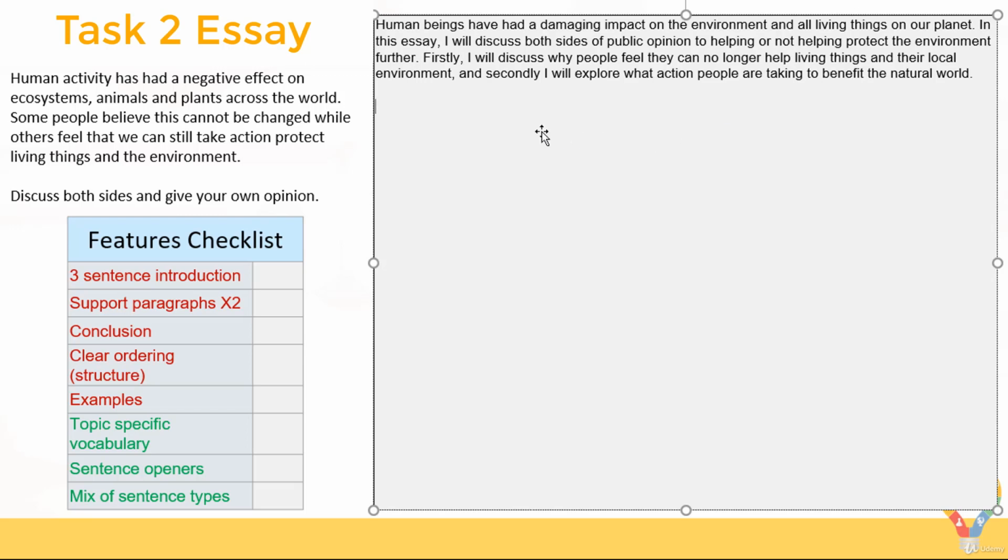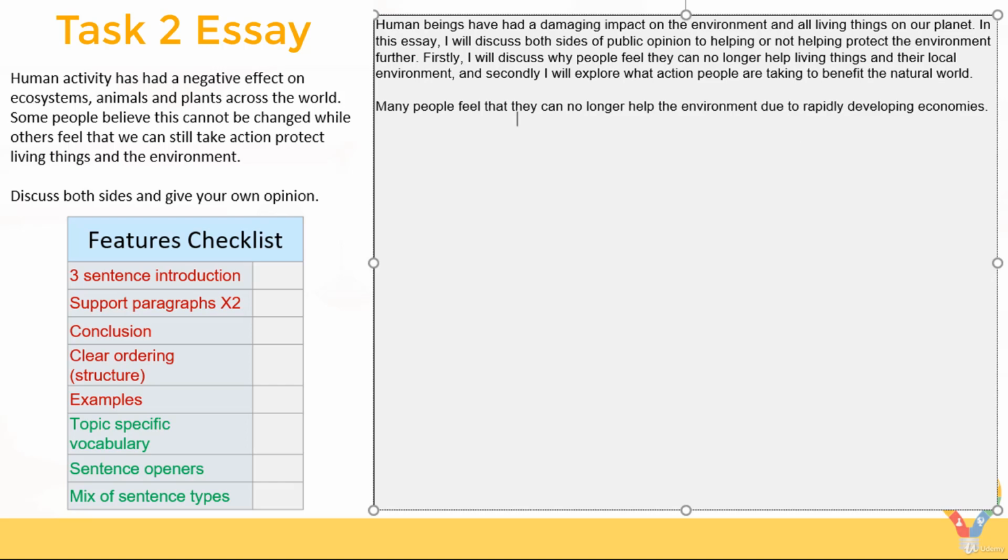So let's start off with an opener for this. Many people feel that they can no longer help the environment due to rapidly developing economies. Okay, so we've made our topic sentence. So we're going to be talking about rapidly developing economies. Now we can add more detail with a support sentence.